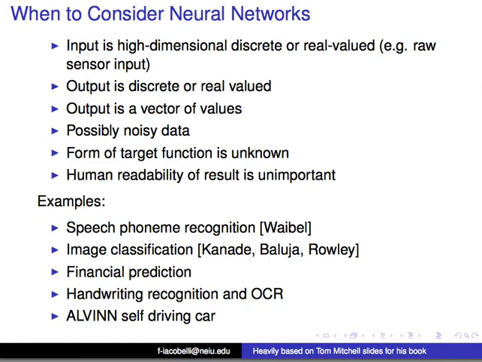And here are some examples. Speech recognition, image classification, financial prediction, so markets and whatnot, handwriting recognition, and optical character recognition. And there was, in the mid to late 90s, a self-driving car that had a lot of sensors, and that's the way it drove itself, right? Using a lot of sensors, and that sensor input was a vector that was being fed to a neural network that would decide whether or not to turn, continue, and so on and so forth.